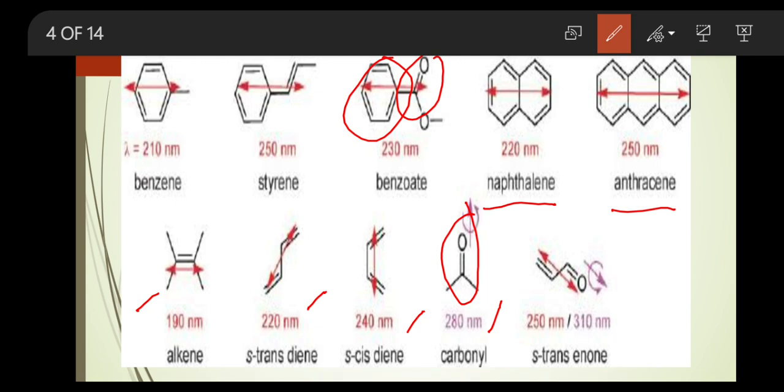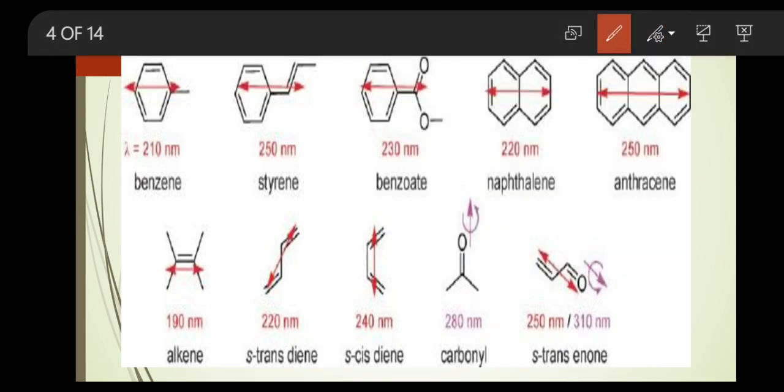And here this is an enone. Enone means there is a double bond, and the 'one' means ketone, a C double bond O group is there. So 250 nanometers is because of the double bond, and 310 nanometers is because of the n to pi star transition. So like this, different molecules having pi electrons and n electrons act as chromophores because they are absorbing the UV visible radiation.